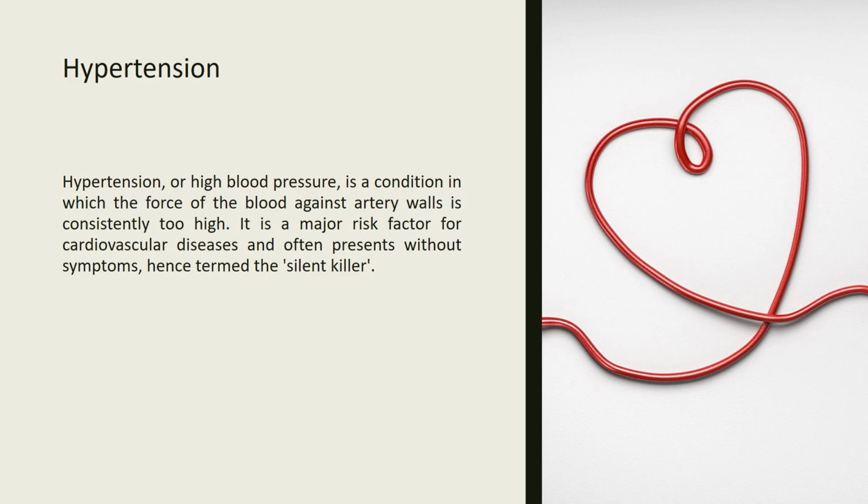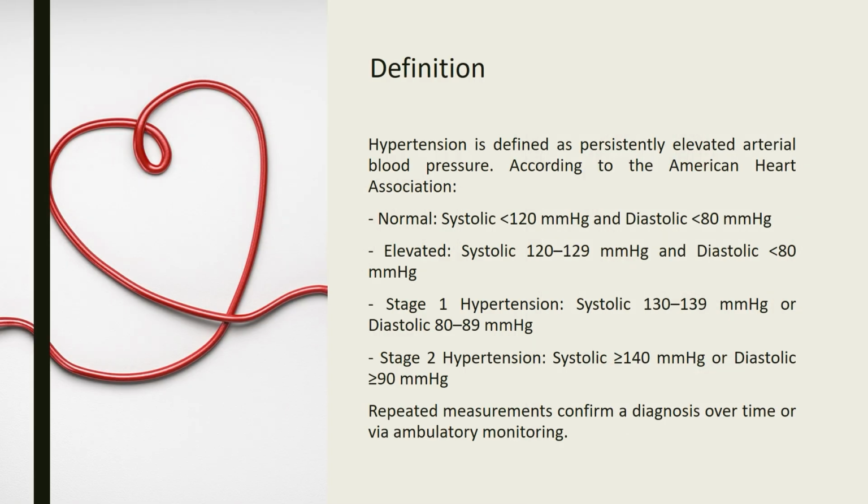What is hypertension? Hypertension, or high blood pressure, is a condition in which the force of blood against the arterial walls is consistently too high. It is a major risk factor for cardiovascular diseases and often presents without symptoms, hence termed the silent killer. Hypertension is defined as persistently elevated arterial blood pressure according to the American Heart Association.